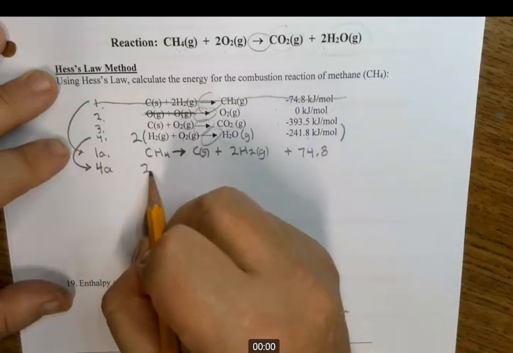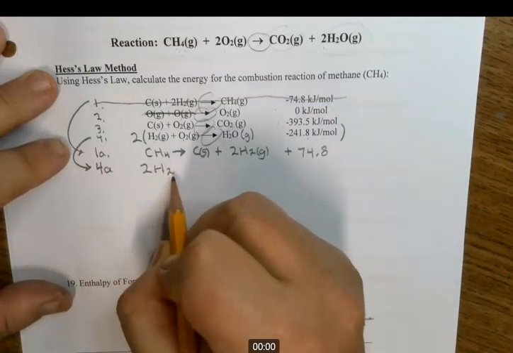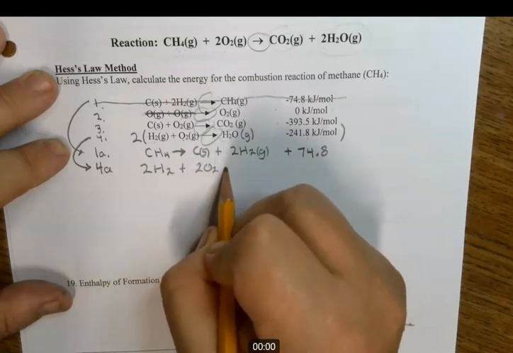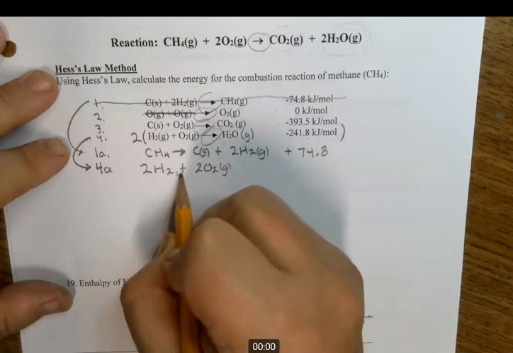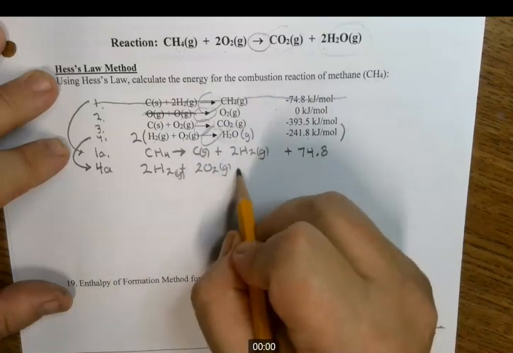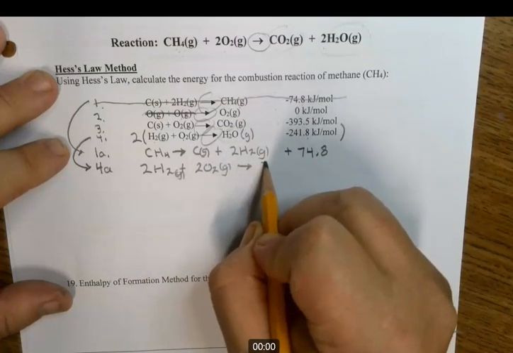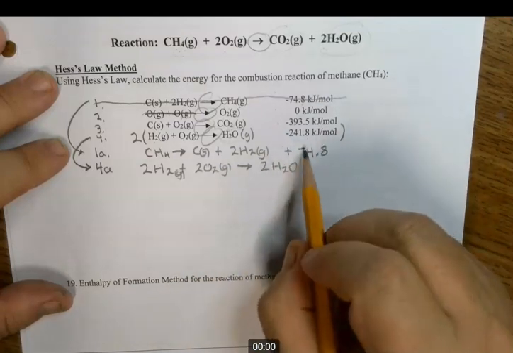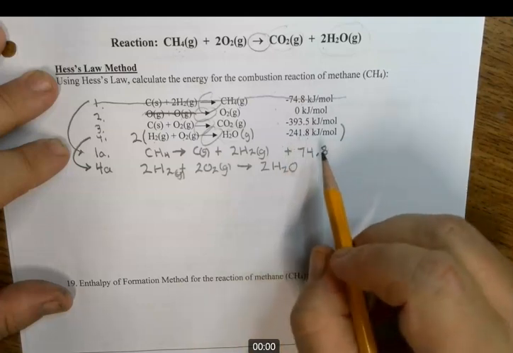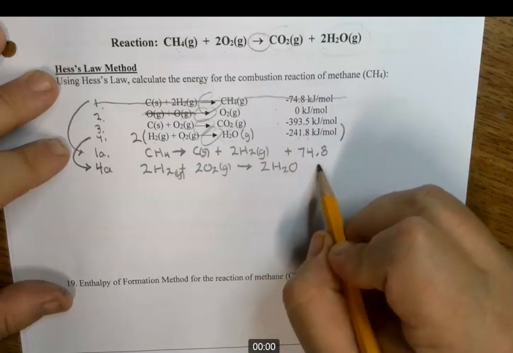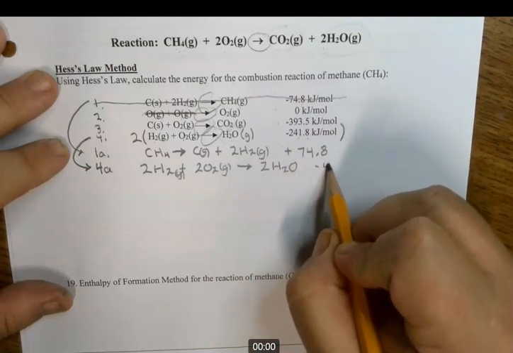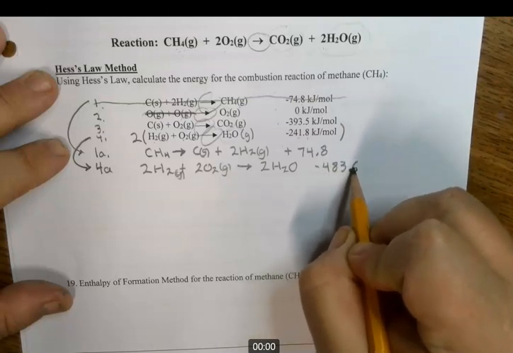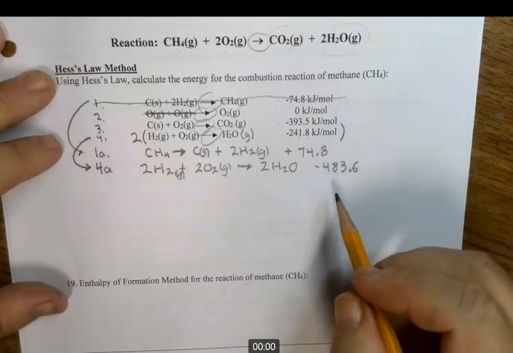And it's going to be 2H2 plus O2, that's what gas is. And that's going to give us 2H2O. And it's going to double this number right here. And that's going to give us, I believe, negative 483.6. Those are all kilojoules per mole.